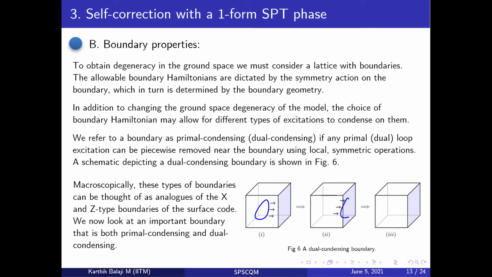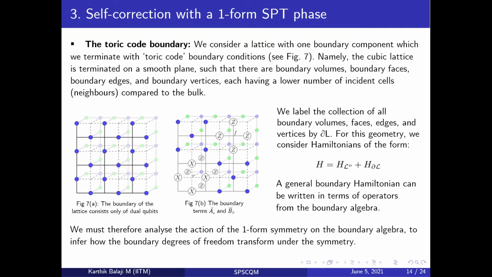Now let's take a look at an important boundary that is both primal and dual condensing, which is the toric code boundary. We consider a lattice with one boundary component and we terminate with the toric code boundary conditions. You can see it in figure 7 here. Namely, the cubic lattice is terminated on a smooth plane such that there are boundary volumes, boundary faces, boundary edges and boundary vertices, each having a lower number of incident cells compared to the bulk. Label the collection of all volumes, faces, edges and vertices by ∂L.